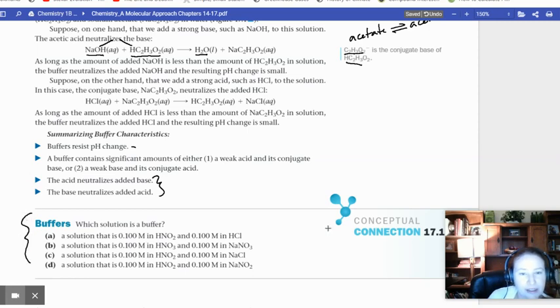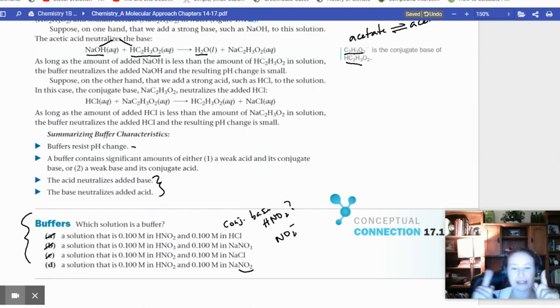Let's look at this conceptual connection. What is the buffer? So we have weak acid, strong acid, weak, weak. It's not a strong acid, so I know it's not B. Which one of these would have the conjugate base of HNO2? The conjugate base of that would be NO2 minus. So which one of these has NO2 minus? HCl, no, that's a strong acid. Is it NaCl? No, it is not. So the answer is D. You see this NO2 minus? It's with sodium. The sodium will ionize. You get Na plus, NO2 minus, so the answer is D.